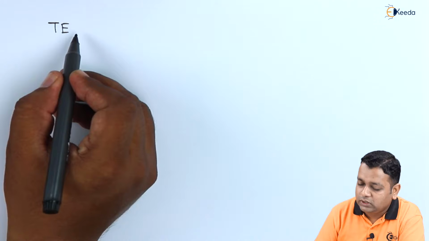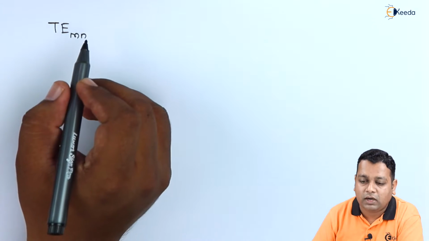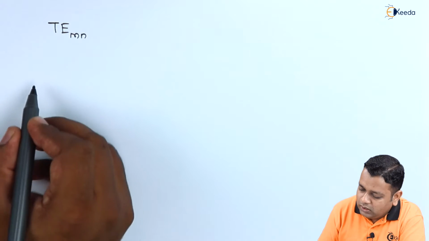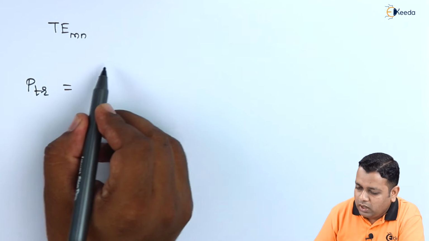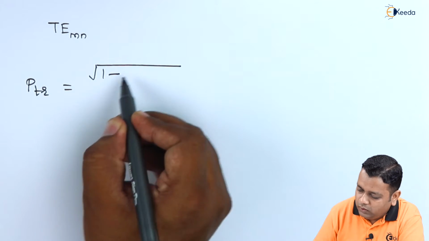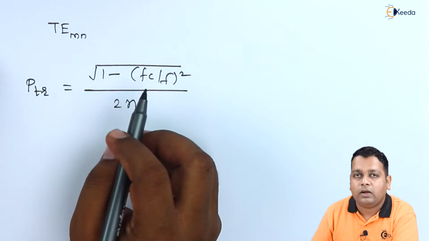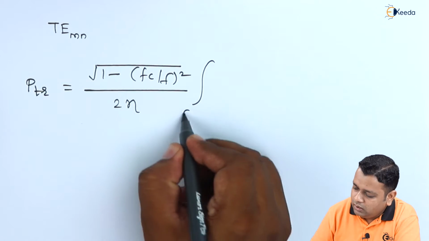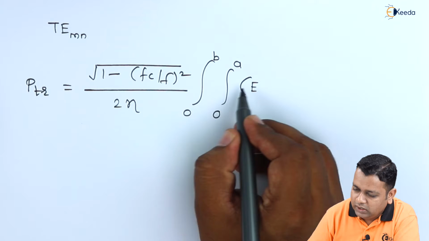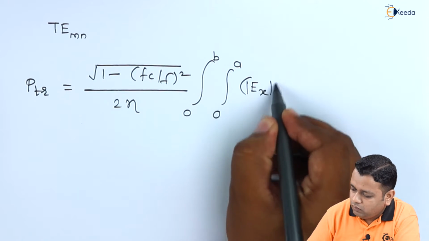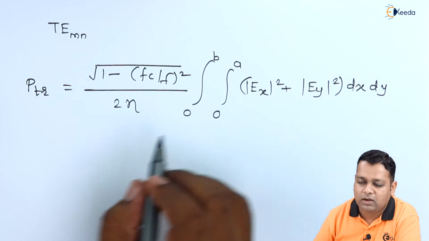When we represent the transverse electric mode with the suffixes m and n representing the number of half cycles for the corresponding transmission, the average power transmitted can be expressed as P suffix TR in terms of the parameters: the RHS is square root of 1 minus (Fc by F) squared, divided by twice eta, multiplied by the integral from 0 to b and another from 0 to a, with inside the bracket |Ex| squared added with |Ey| squared, with the differentials dx and dy.